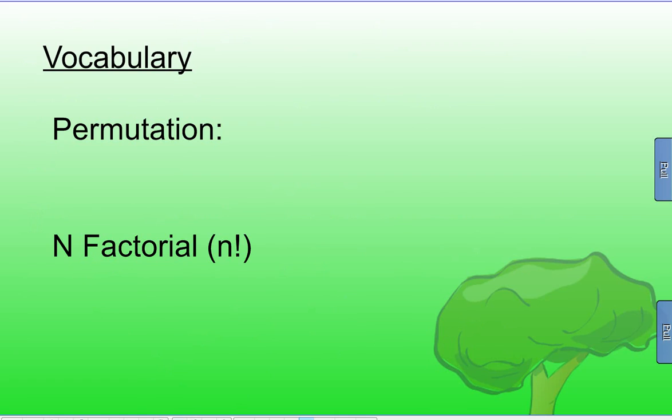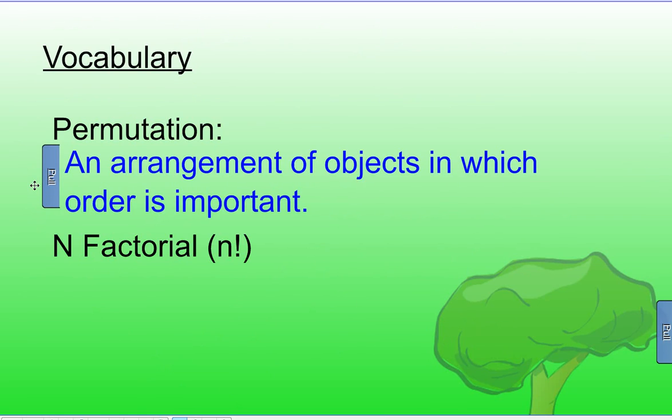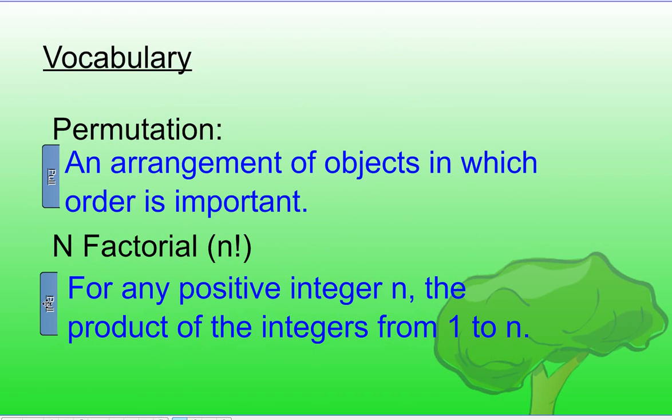We have 2 vocab words here today. We've got a permutation, and a permutation is an arrangement of objects in which the order is important. And n factorial, it says for any positive number n, is the product of the integers from 1 to n.